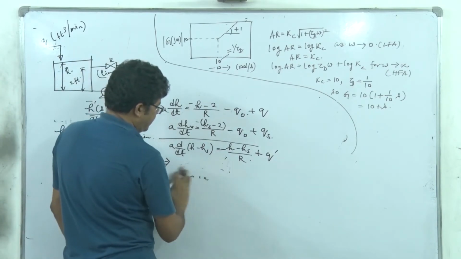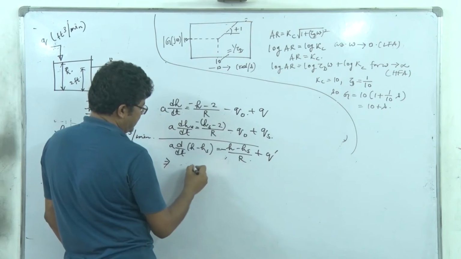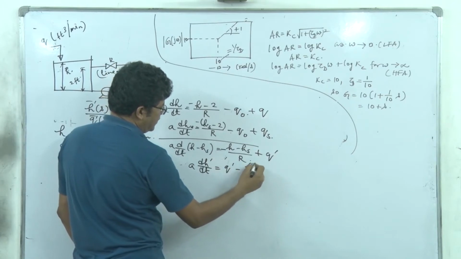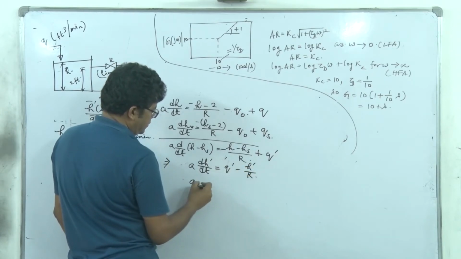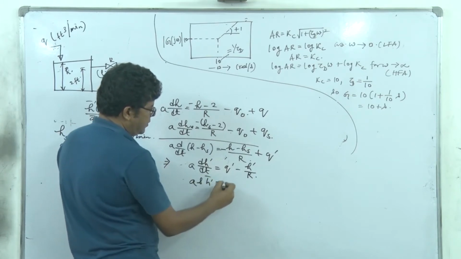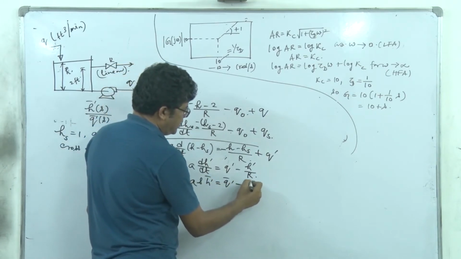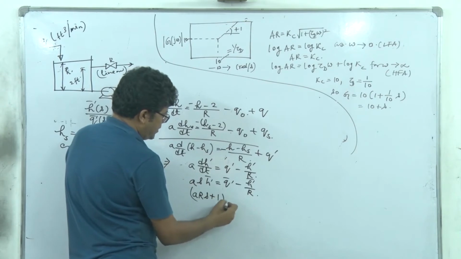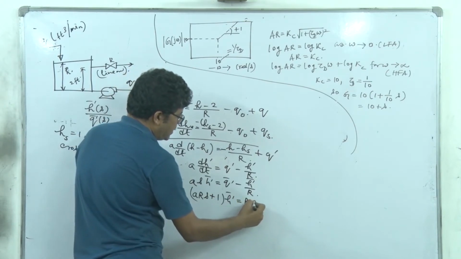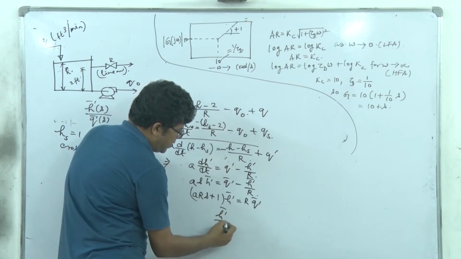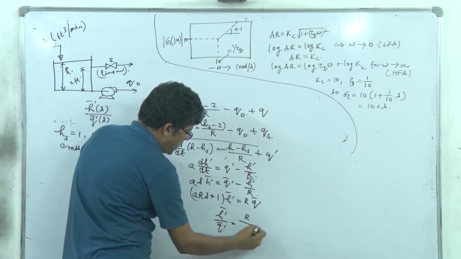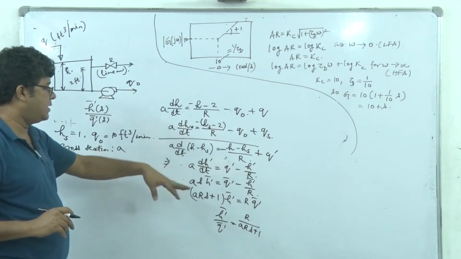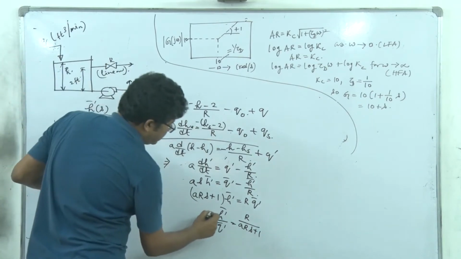So your equation is a typical first order system. A dH prime/dt is equal to Q prime minus H prime divided by R. So A S H prime bar will be equal to Q prime bar minus H prime bar divided by R. So (ARS plus 1) into H prime bar is equal to R into Q prime bar. So H prime bar divided by Q prime bar is equal to R divided by (ARS plus 1). Right. So if you do that, you will think that it is correct, but actually it is wrong.